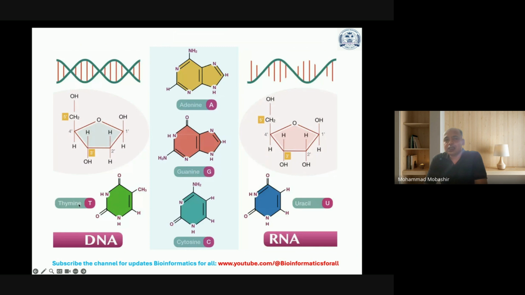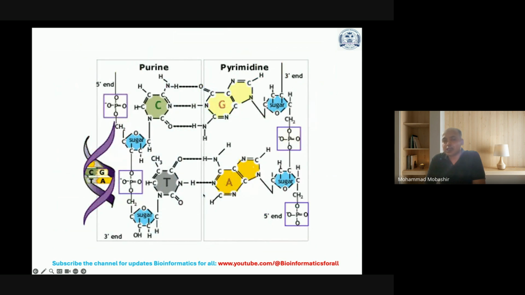So here this is thymine, and you can see the thymine structure in detail here clearly. While here is uracil, they are slightly different. Now adenine, guanine, and cytosine you can see here. So there are different ways of remembering or memorizing the structures.